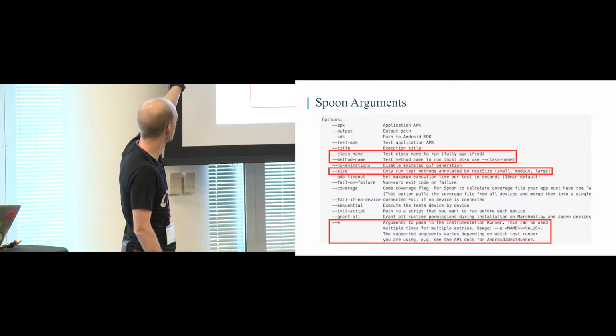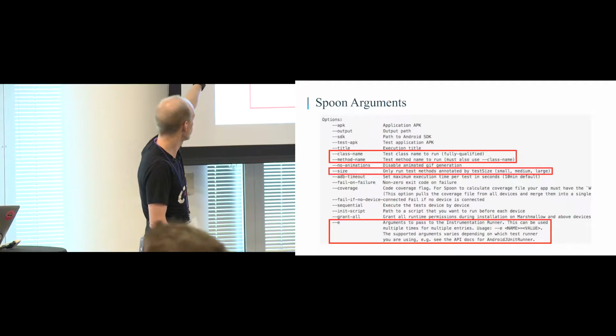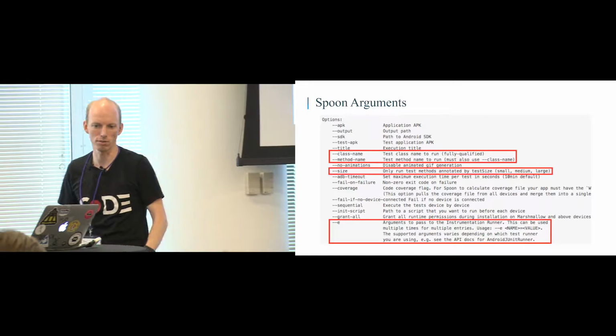But you can use some Spoon ones. If you can't remember or can't be bothered to look up the instrumentation ones, you can use the size, class name, method name ones straight through Spoon.